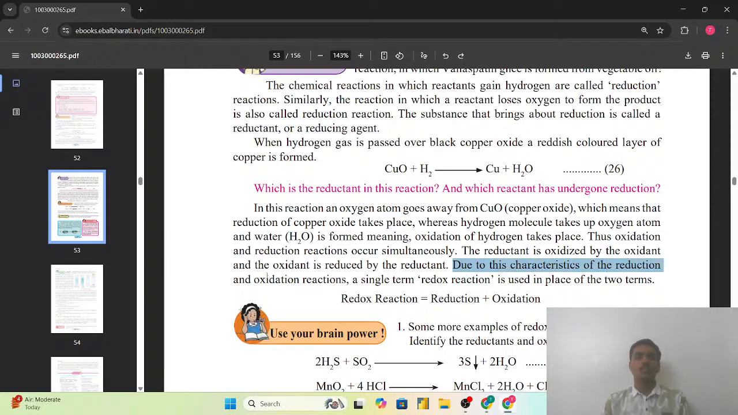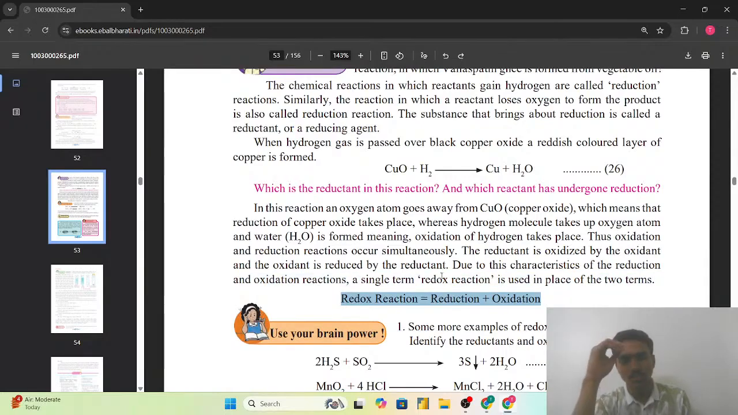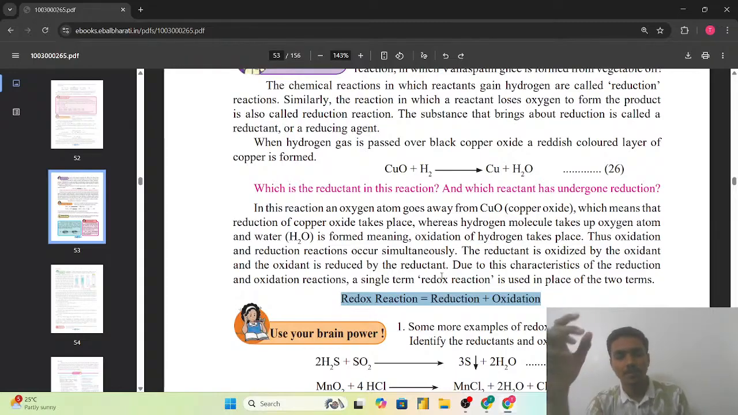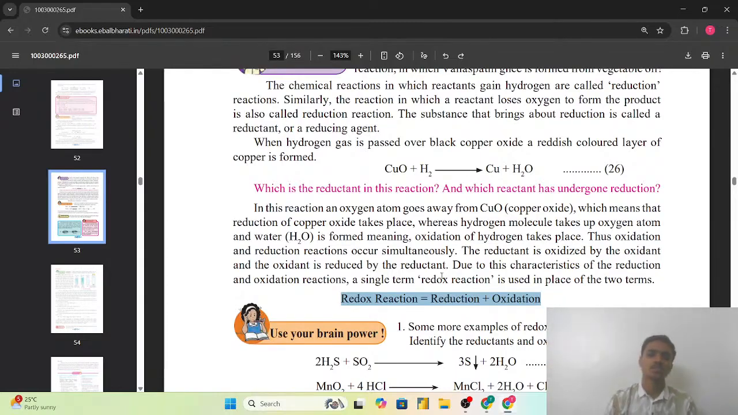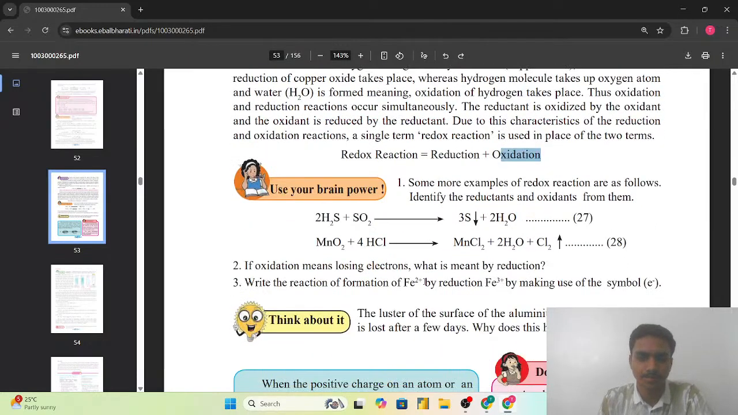Due to this characteristic of the reduction and oxidation reaction, a single term, redox reaction, is used in place of the two terms. Redox reaction क्या है फिर? Reduction plus oxidation. Redox reaction, you will be studying in the further part of science. So in class 11th, you will see a separate chapter regarding the redox reaction. तो redox reaction मतलब खुद में ही एक बहुत बड़ा टर्म है, which is reduction plus oxidation. This is the symbol which we are telling here.